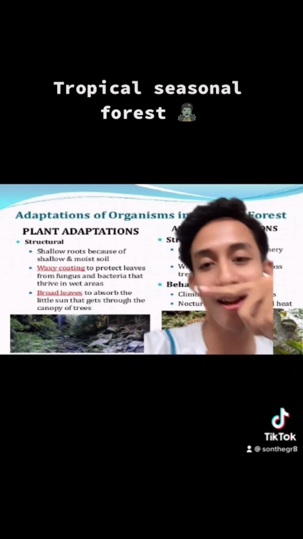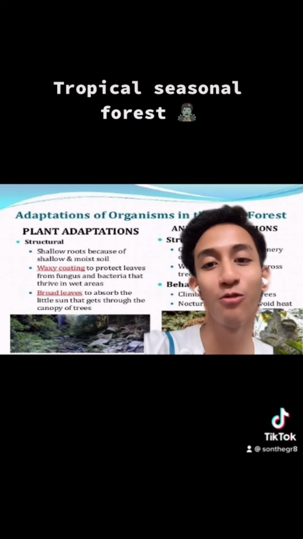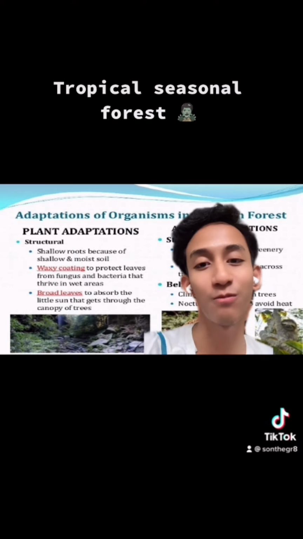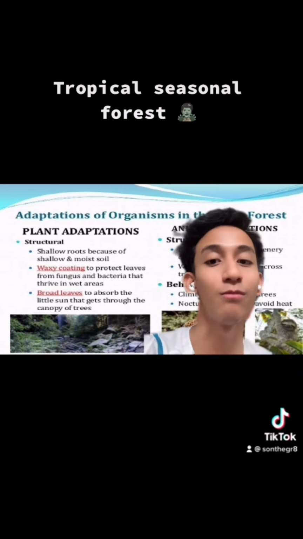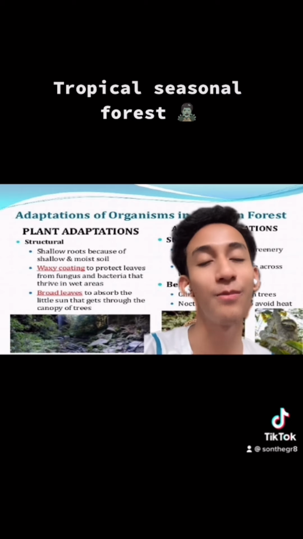Okay, the next one is the plant adaptation. So as you can see there, the plant adaptation is shallow roots because of shallow and moist soil, and then the waxy coating to protect leaves from fungus and bacteria that thrive in wet areas. And then the next one is the broad leaves that absorb the little sun that gets through the canopy of trees.